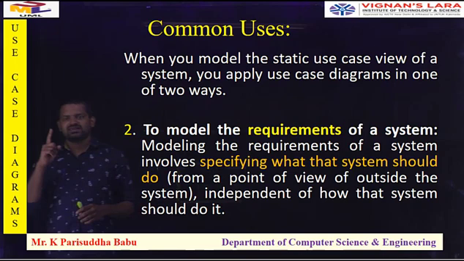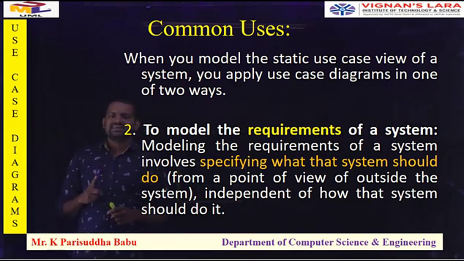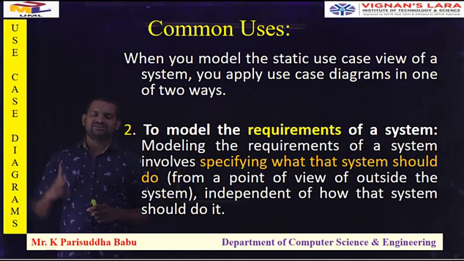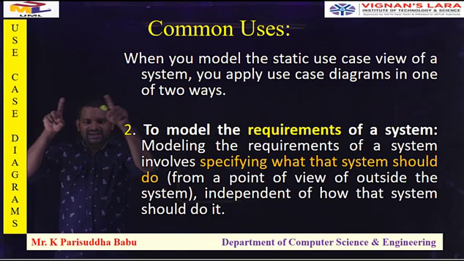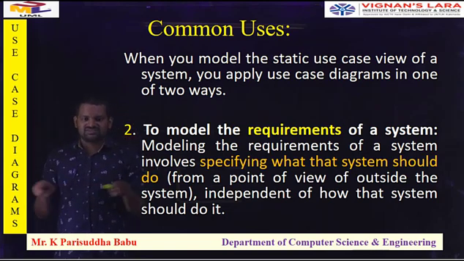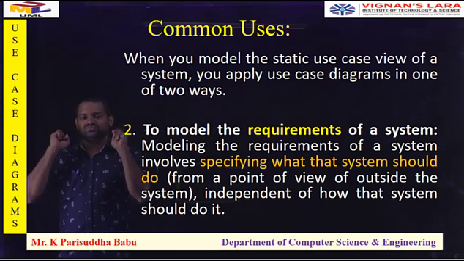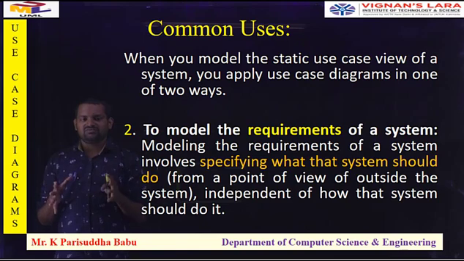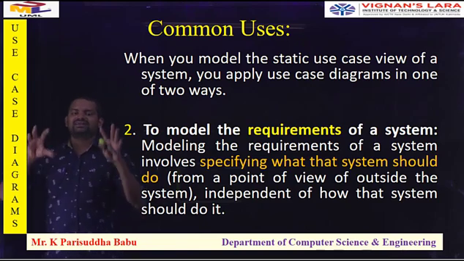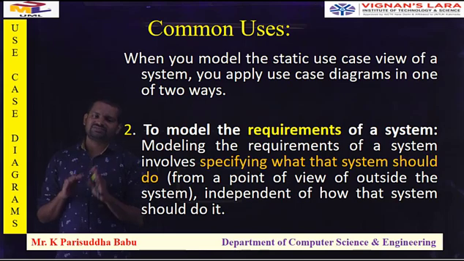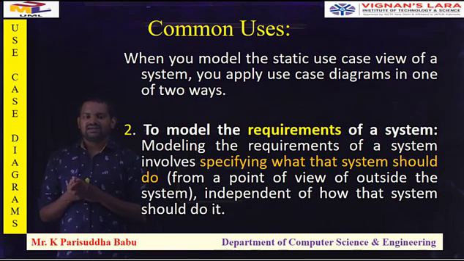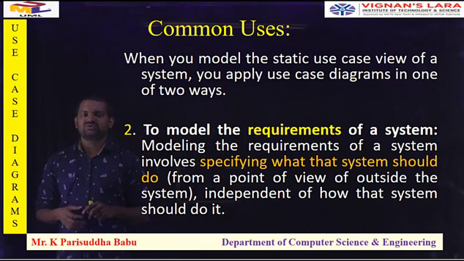First modeling is a context, second is requirements in the use case. Context means writing an outline of every system, that is the border of every system. Second one is requirements. What is a requirement? What that system should do, from the point of view of outside the system. That information we have to write, independent of how that system should do it.